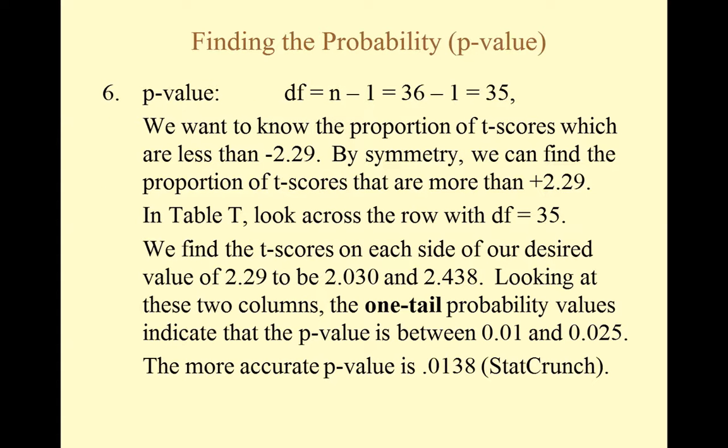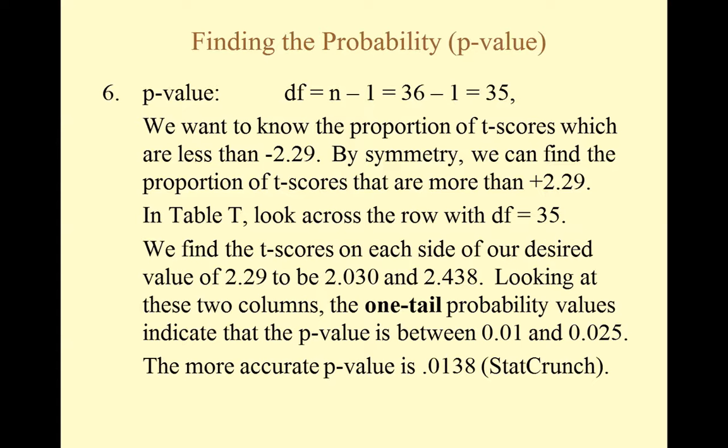Now the p-value. The degrees of freedom is n minus 1, so that would be 36 minus 1, or 35. Now we want to know the proportion of t-scores which are less than, which matches the alternative hypothesis inequality, what we calculated, negative 2.29. Now you'll notice your table T only gives you the area on the right of positive t-scores. It doesn't have any negative numbers in it.